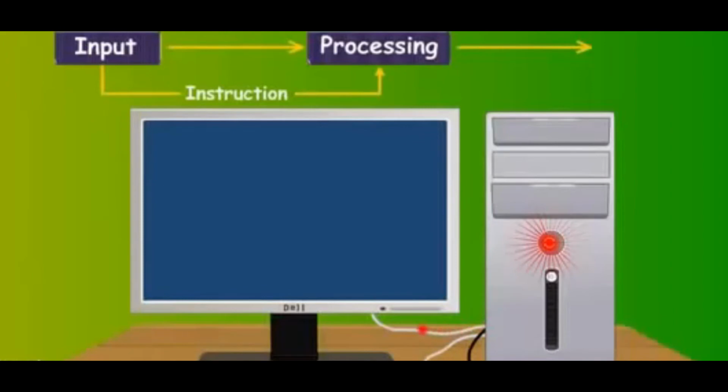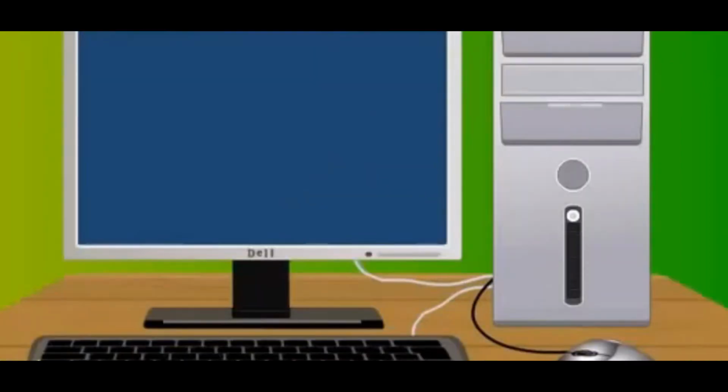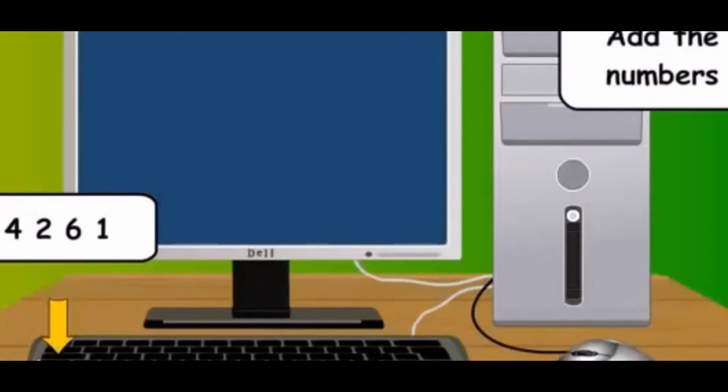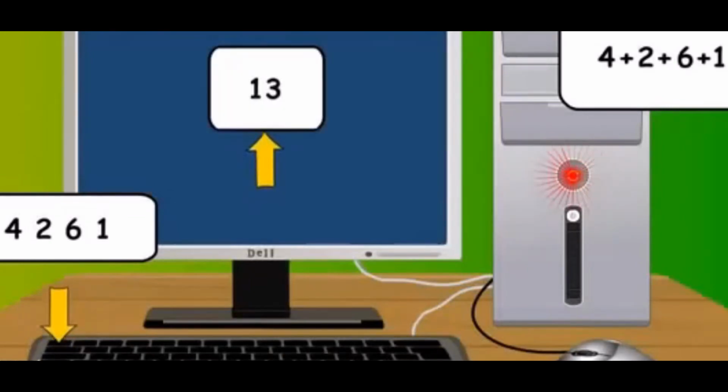Working of the computer. The computer works on the basis of input, process and output cycle, or in short, the IPO cycle. Following are simple examples. Input. Data: 4261. Instruction: add the numbers. Process: 4 plus 2 plus 6 plus 1. The numbers are being added. Output: 13.